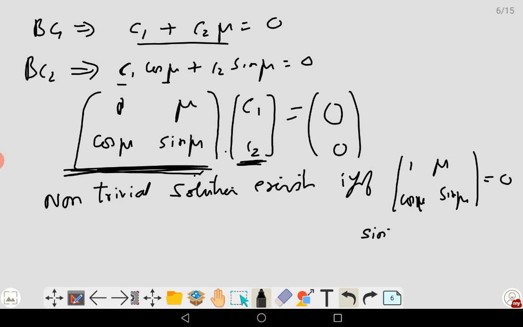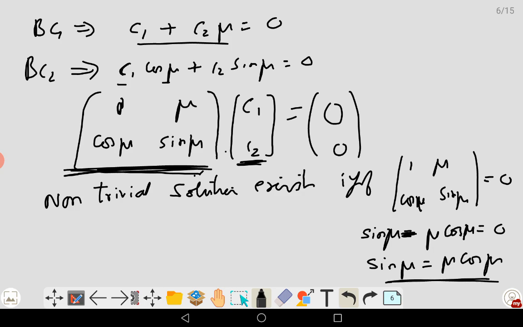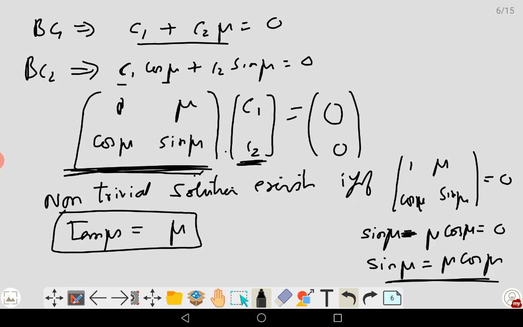That is, cross multiplying, sin mu minus mu cosine mu is equal to 0, which is sin mu is equal to mu times cosine mu. Divide by cosine mu on both sides. Sin by cosine is tan mu, which is equal to mu. The right side there will be only mu.